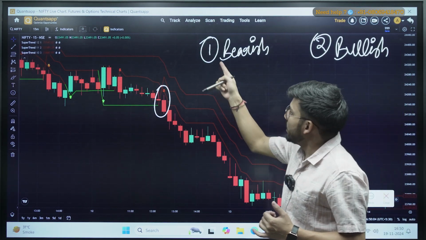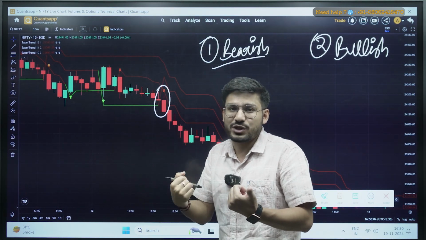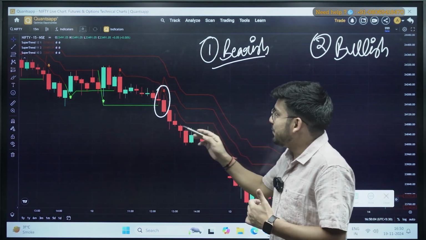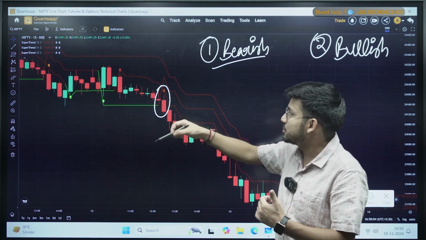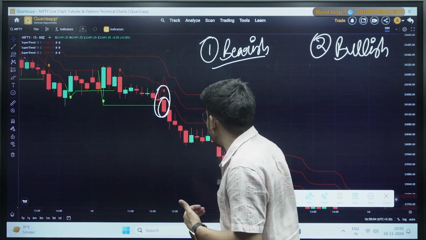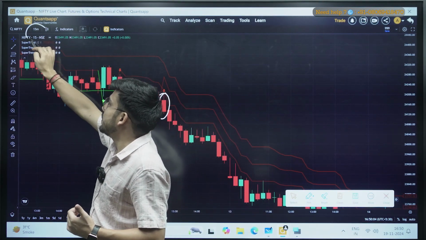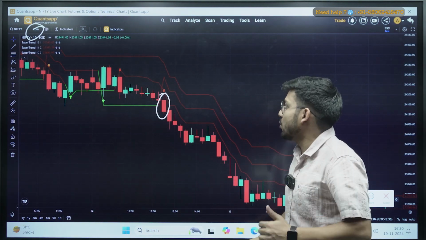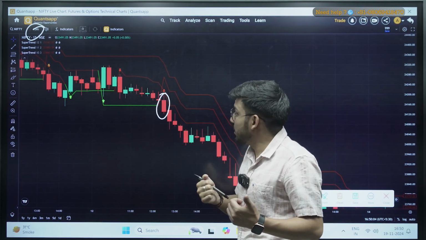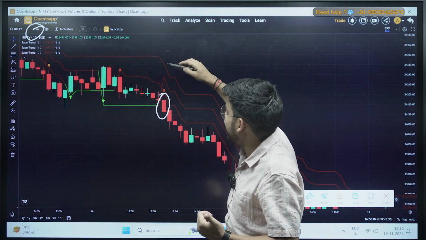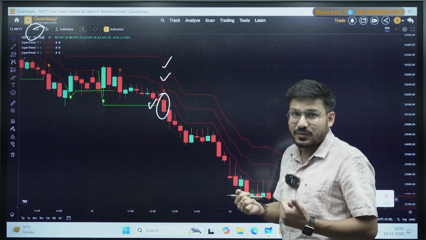When I'm going for the bearish market, when I'm making a bearish trade, I want to take a put option, I want to sell futures. So what I will do, I will analyze if any candle is breaking all of these three super trends. You can see this was the candle, particularly in the 15-minute time frame. You can apply 15-minute, 5-minute, anything. In the 15-minute time frame, this was the candle that has successfully broken my first super trend, my second super trend, and my third super trend as well.